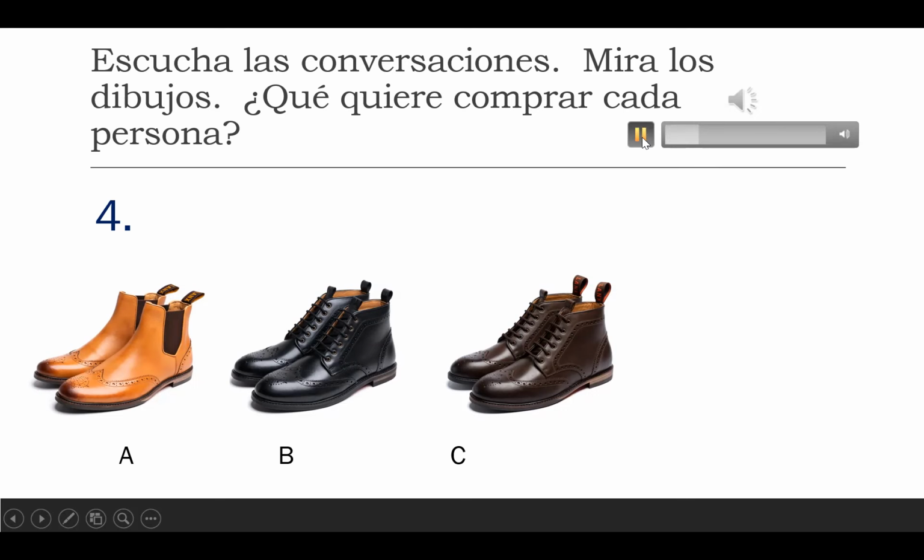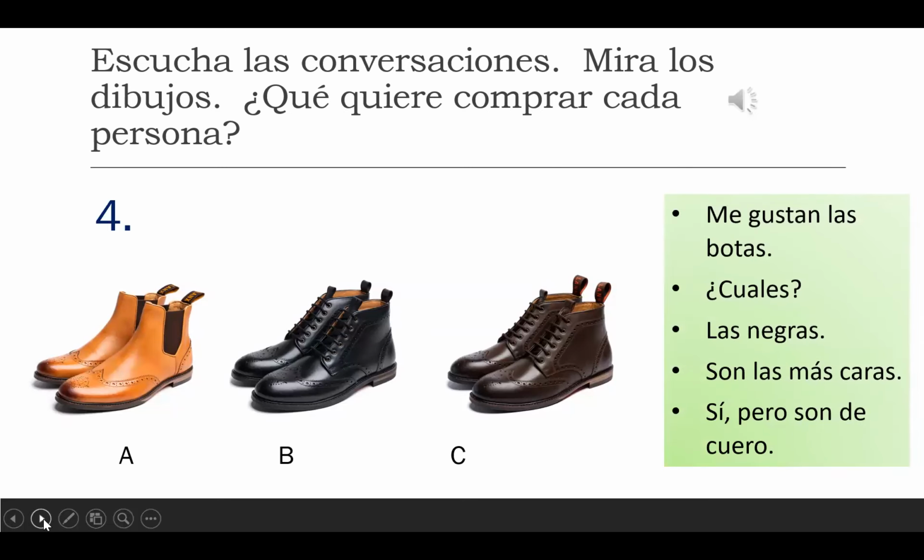Me gustan las botas. ¿Cuáles? Las negras. Son las más caras. Sí, pero son de cuero.